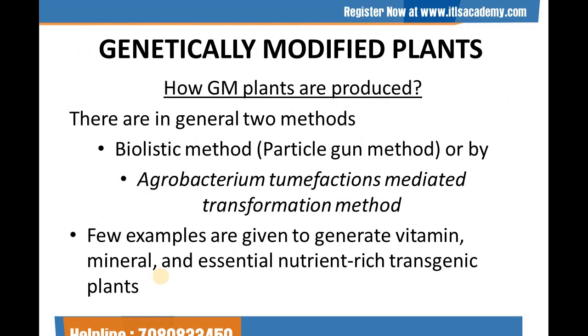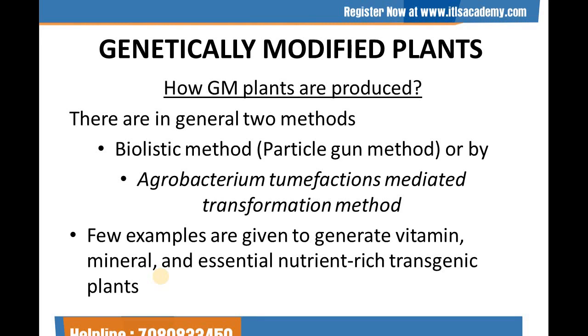Let's see what genetically modified plants are. First of all, let's understand how they are produced. In general, there are two methods. First is the biolistic method, that is the particle gun method, or the Agrobacterium tumefaciens mediated transformation method. In the biolistic or gene gun method, the gene is directly shot at the plant cell under high pressure. In the second method, Agrobacterium mediated transformation, a piece of DNA which infects a plant is integrated into the plant's chromosome through a tumor-inducing plasmid along with the genetically engineered strain.